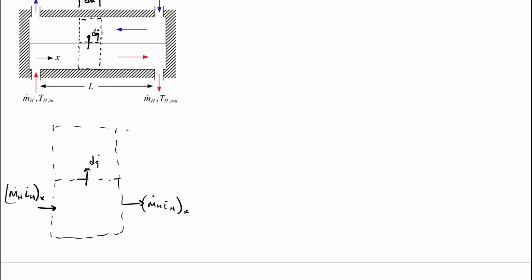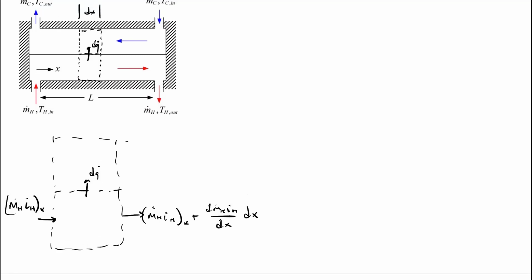Let's just expand it out. So it's at x plus dx, d(m dot h i_h)/dx times dx, right? That's what's leaving. So we have our Taylor series expansion of what's going out there. On the cold side, we have, let's see, we drew it up here.